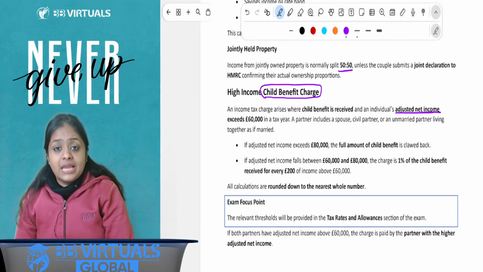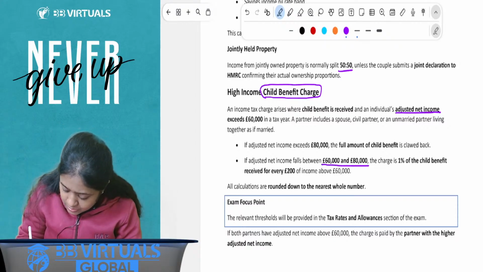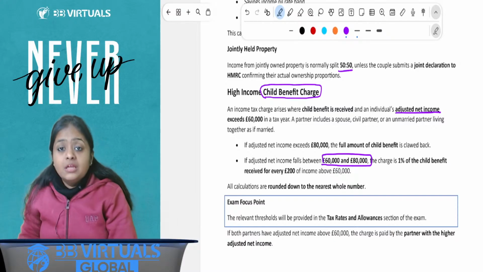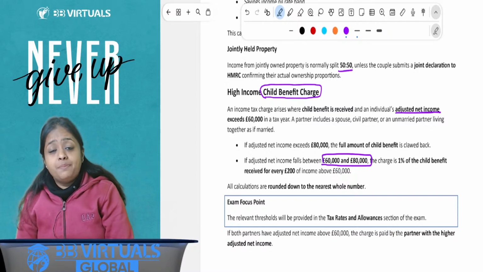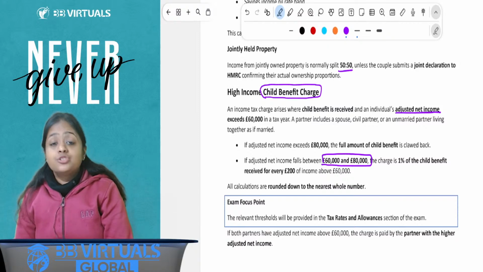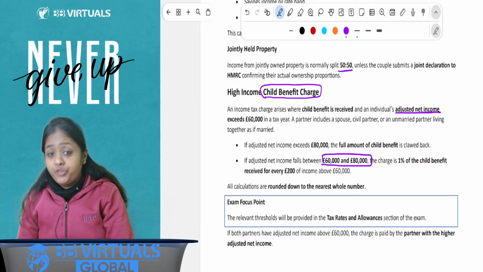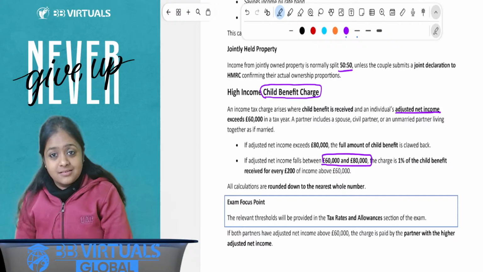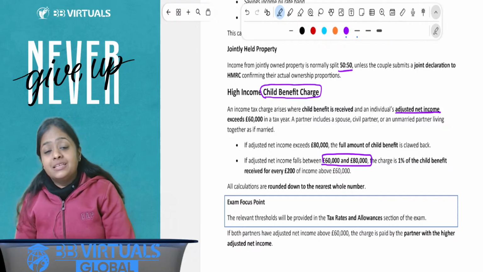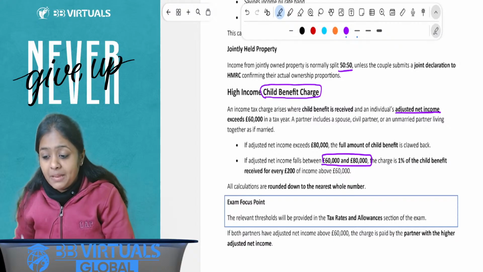If your adjusted net income is lying between 60,000 to 80,000, then you will have to bear a child benefit charge. That means on the benefit that you're receiving from the government, you have to return back a certain portion as a child benefit charge. Remember, like marriage allowance was a tax reducer of 252, this is a tax enhancer. Whatever amount comes in at the rate 20%, we will pay back to HMRC.